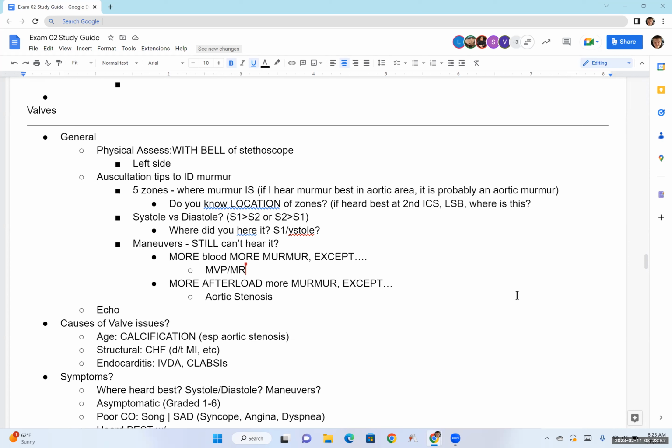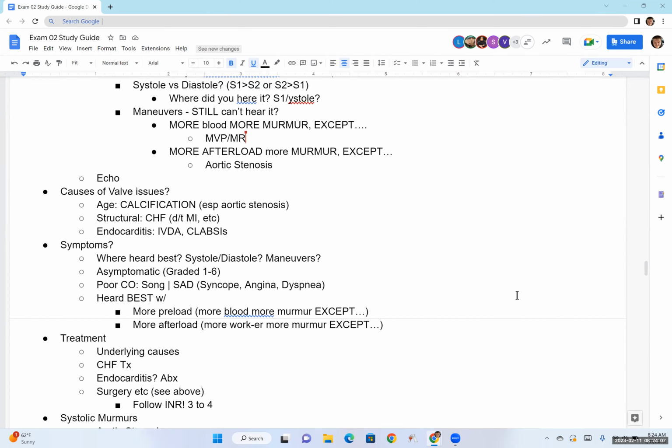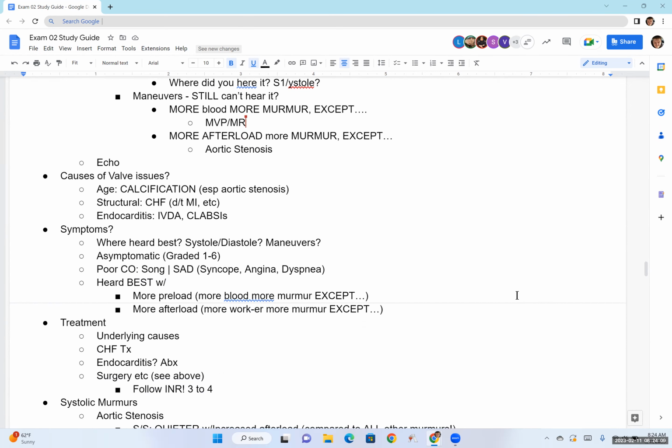So you hear it best at the mitral area and it's diastolic. That's going to be mitral stenosis, right? What else? Are you good on valves? Symptoms are usually CHF symptoms, right? Because the chamber has extra volume to deal with. It's either not able to get out, like aortic stenosis or mitral stenosis, or it's getting all kinds of backflow because of regurgitation, aortic regurg or mitral regurg.